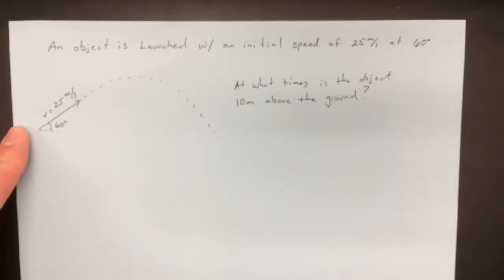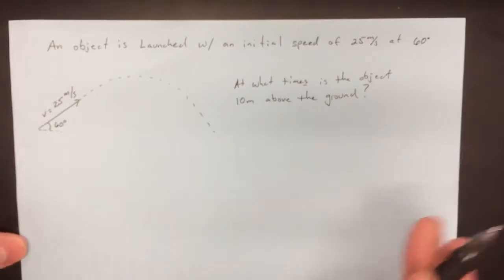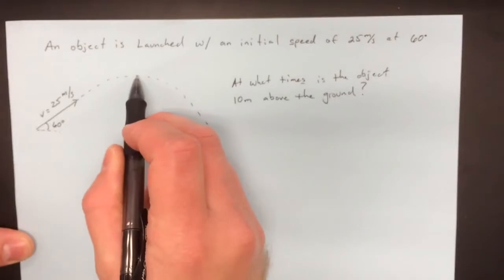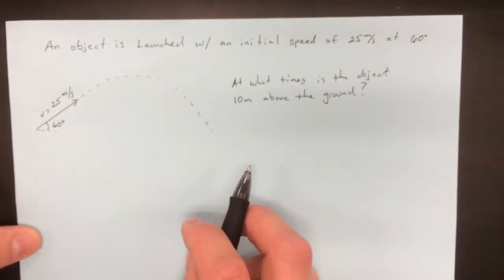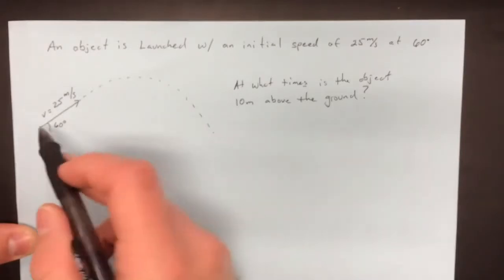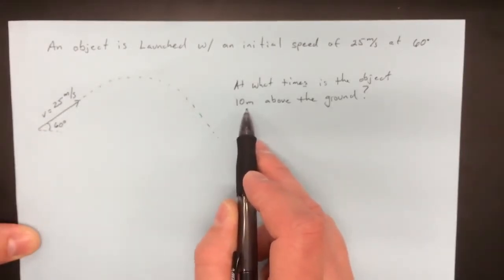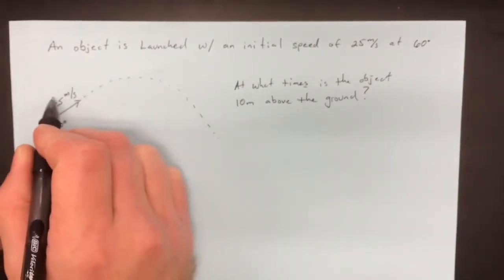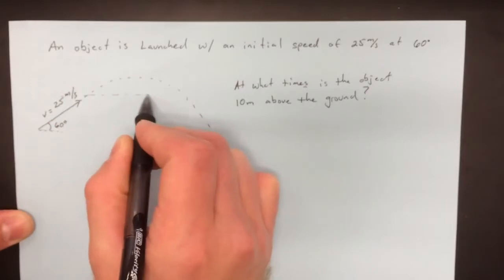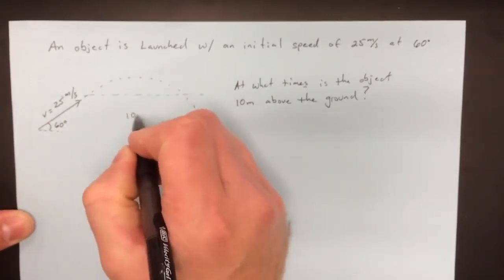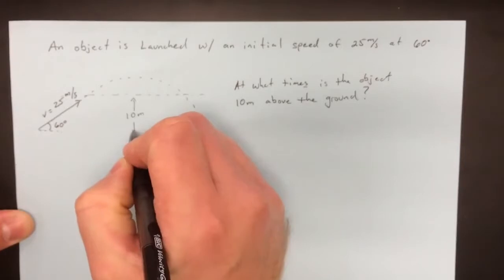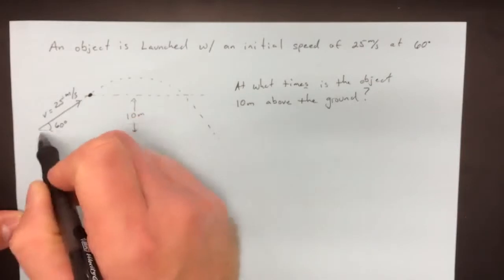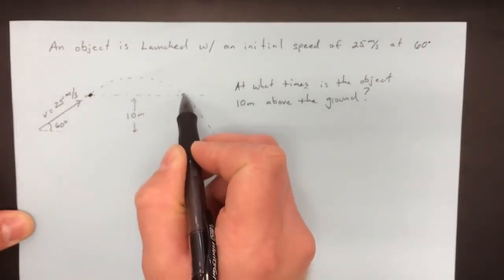Okay, here we're going to look at a special type of problem where we're not interested in a typical point, such as the top of its path. Knowing that this object goes much higher than 10 meters above the ground, this object will reach a height of 10 meters with respect to where it was launched at two different times, on the way up and on the way down.